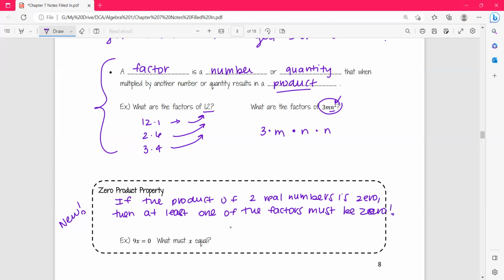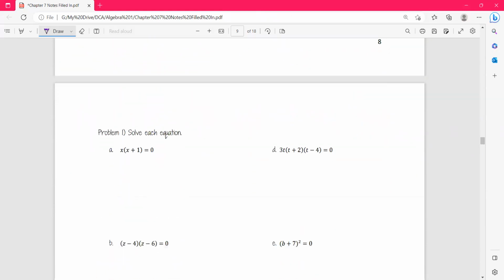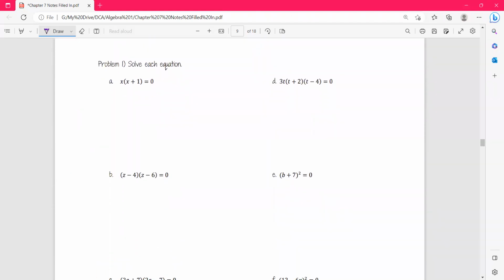So this is saying, if you look at this equation, 9x equals 0, what must x equal? When I have two things that are being multiplied together, 9 and x, 9 could equal 0 or x could equal 0. Obviously, we know 9 does not equal 0, so we know x equals 0. What must equal 0? X must be 0. Okay? That translates to solving equations like this.